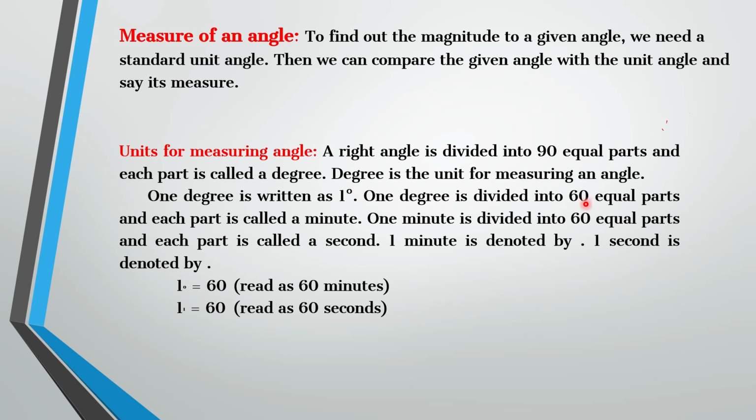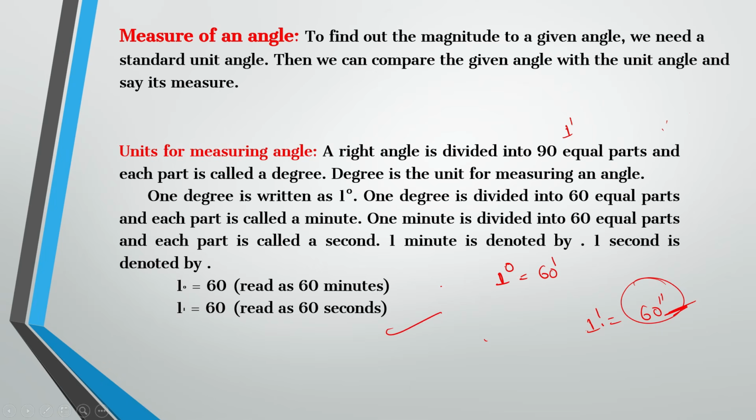1 degree is divided into 60 equal parts, then each part is called 1 minute, and 1 minute is divided into 60 equal parts, each part is called 1 second. 1 minute is denoted by a single slash mark, like 1'. In the same manner, 1 second means 1 minute is equal to 60 seconds. This is the representation of seconds, 1".